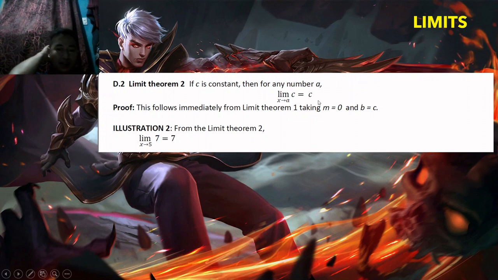Illustration: the limit of 7 as x approaches 5 is equal to 7. For a constant, whatever x is, the value is always 7. So the limit is 7, it stays 7 no matter that x approaches 5. Right? As x approaches 5.